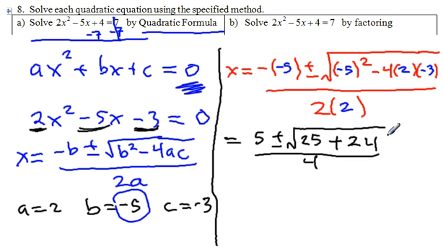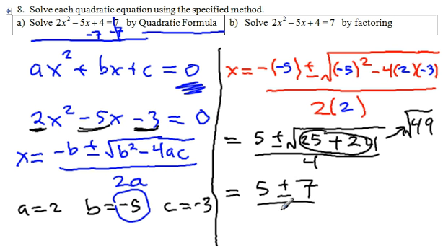Just off to the side, I want to simplify this guy. 25 plus 24 is 49, and since it's under a square root, what is the square root of 49? So last steps here, we have 5 plus or minus. Remember, all this stuff ended up being 49, and if you square root 49, you get 7.